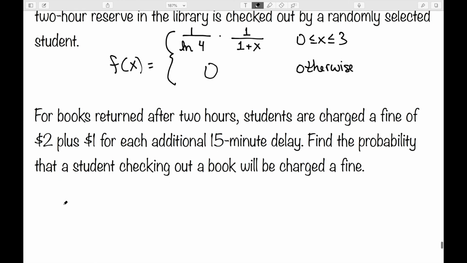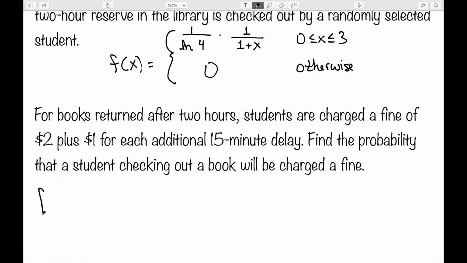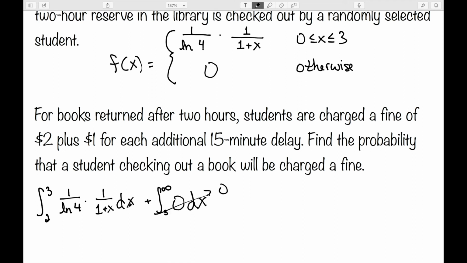So anything after 2 hours. So I want to integrate between 2 and 3, since that's where this piece ends. And I would need to integrate 1 over ln 4 times 1 over 1 plus x dx. And I would want to add in the integral from 3 to infinity. However, that part is just 0, so it's not really going to matter.